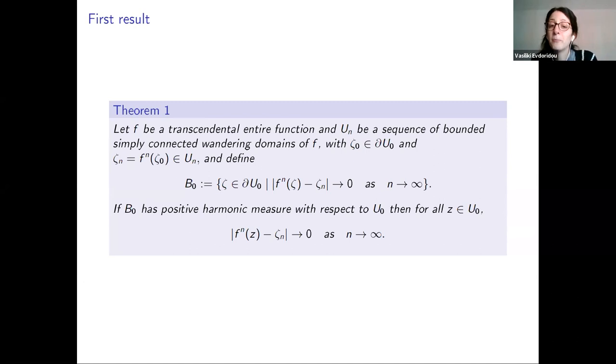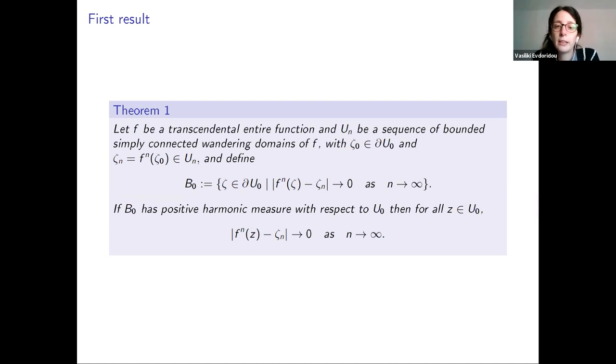Just to say here, in relation to what I was describing earlier about the classification of simply connected wandering domains, a wandering domain where orbits of interior points converge to the boundary is called of converging type. So this is one of the three types of wandering domains that can occur in terms of converging to the boundary or not. Whenever points in the interior have orbits converging to the boundary, this is a converging type wandering domain.